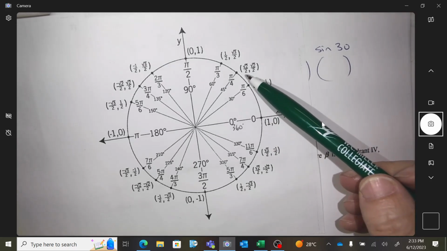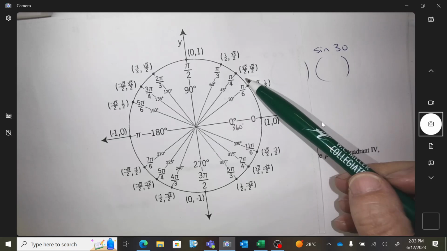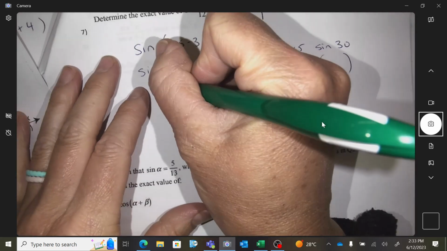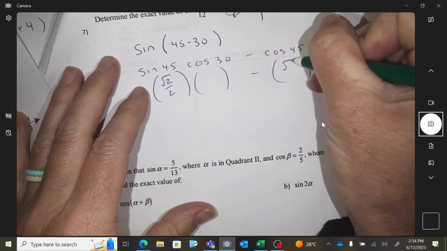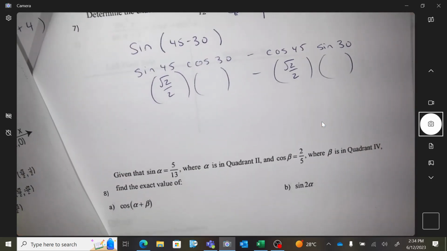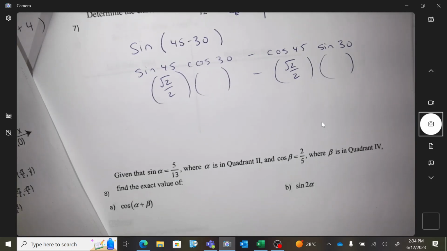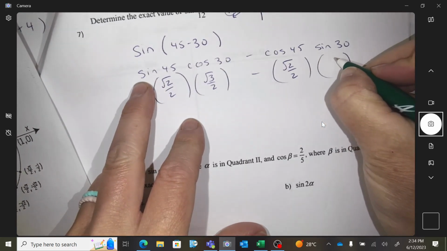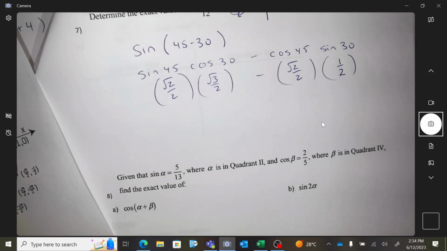I like to do 45s because you don't have to think. Look at 45. Everything is root 2 over 2, root 2 over 2. All 45s, sines and coses. Cos is x, sine is y, they're both that. Then 30 degrees, cos is the x value. Sine is the y value.